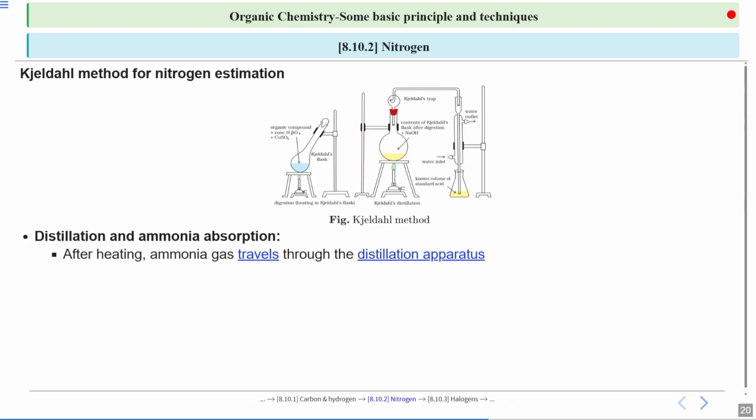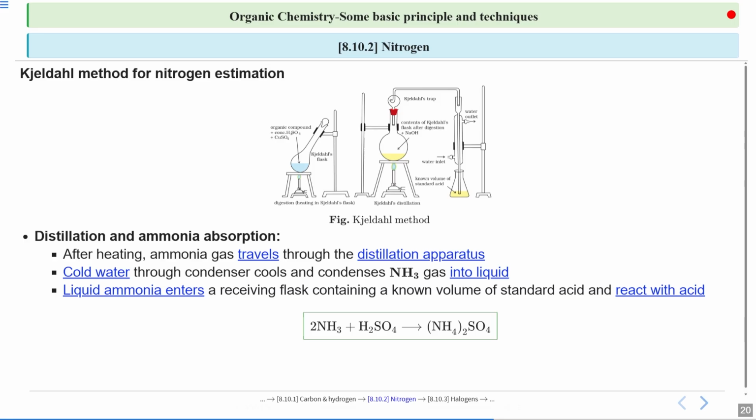After heating, ammonia gas is released. This gas travels through the distillation apparatus. Next, cold water is circulated throughout the condenser. This cools down the hot ammonia gas, causing it to condense back into a liquid form. This step is essential because it allows us to collect the ammonia efficiently in the next part of the apparatus.